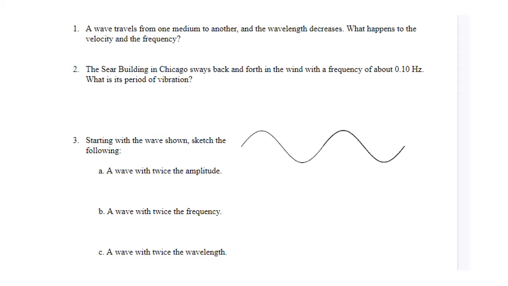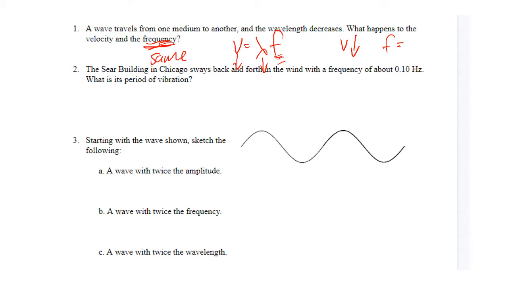A wave travels from one medium to another, and the wavelength decreases. What happens to the velocity and the frequency? Well, one thing we know is that the frequency is always the same. The frequency will never change, no matter how the medium changes. Now, we also know that v is equal to lambda f. If this stays the same, and the wavelength went down, that means the velocity went down. So velocity goes down, and the frequency is going to be equal.